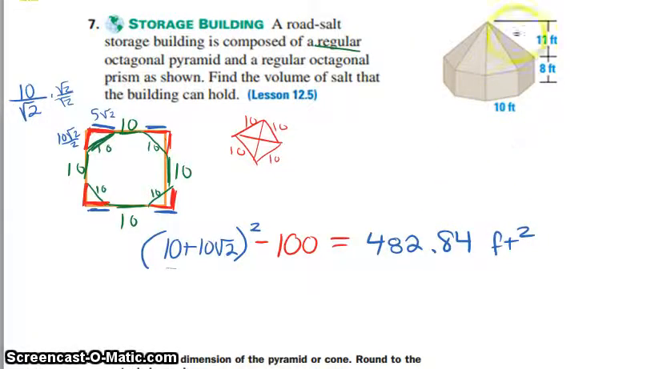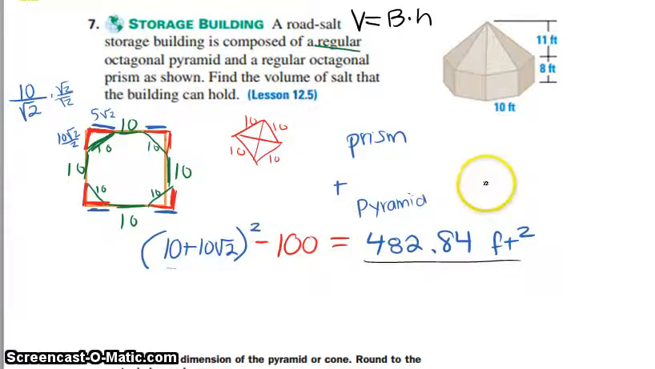Almost done. That was the hard part. So this building is made up of an octagonal prism and then an octagonal pyramid on top. So I'm going to find the volume of the prism, and then I'm going to add it to the volume of the pyramid for a total volume. So back up to the top, what we said was we always have the volume as the area of the base times the height. Well, I have the area of the base right here. So to find the volume of this part right here, all I need to do is multiply the area times 8.